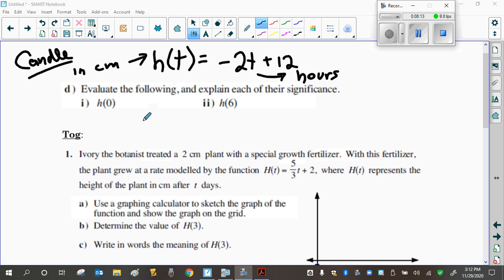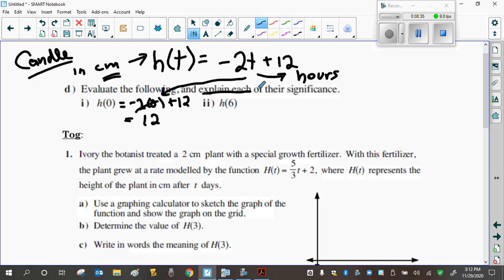Okay, so h of 0, you just sub in 0 for t in the equation, -2t plus 12. Anything times 0 is 0, so that cancels. So the height is 12 centimeters. It says explain what that means. What does it mean? It means the starting height of the candle.